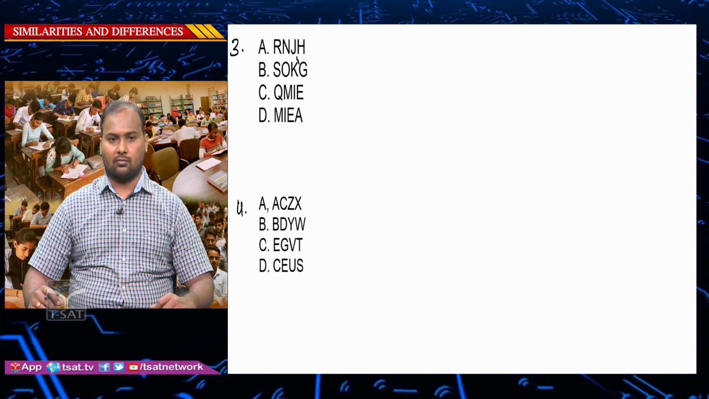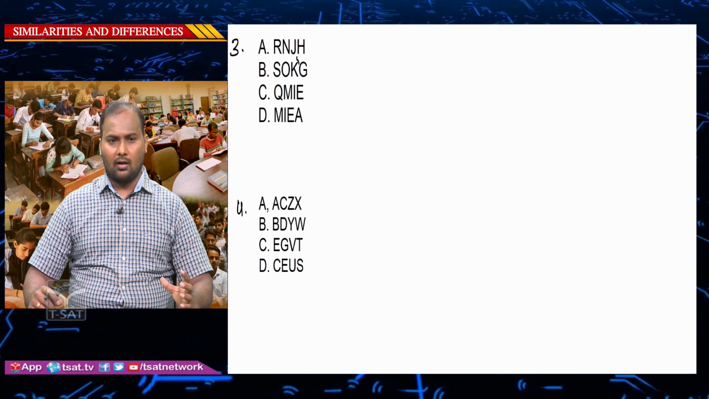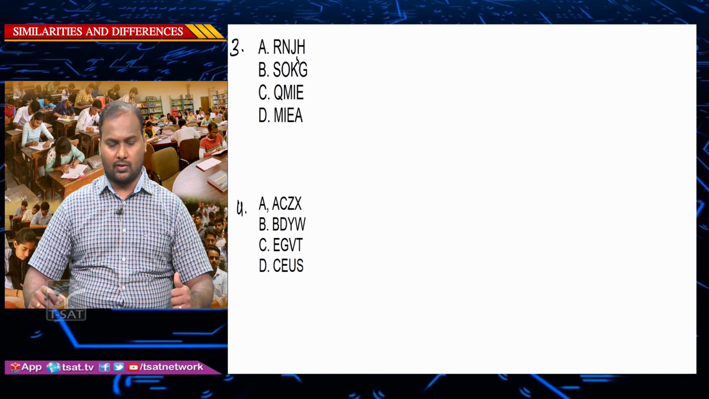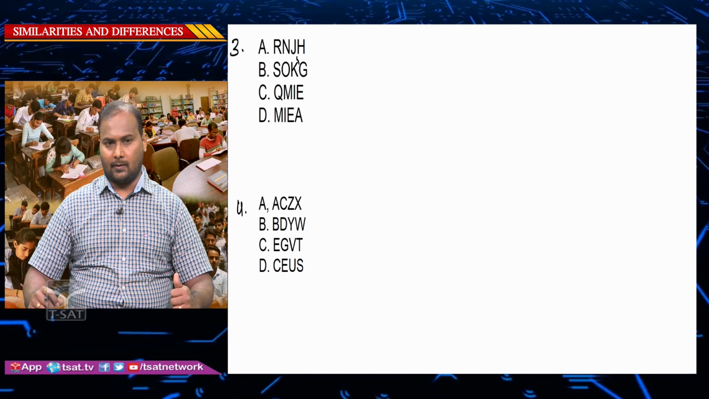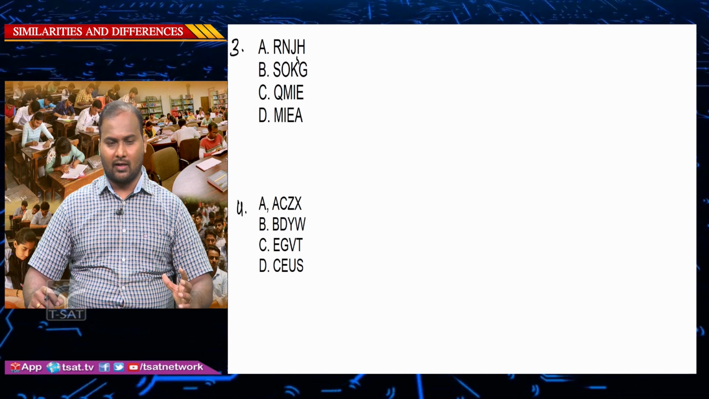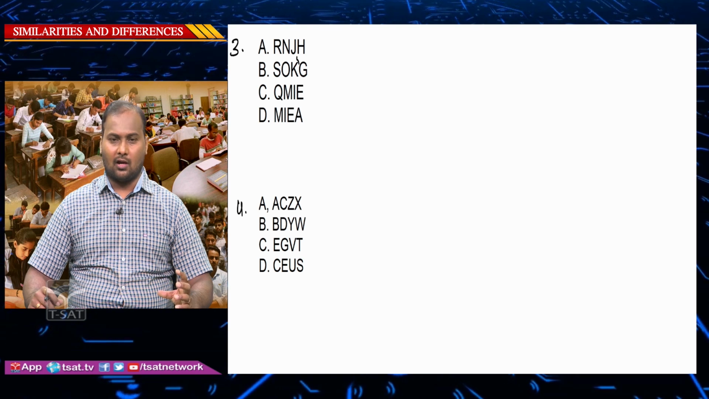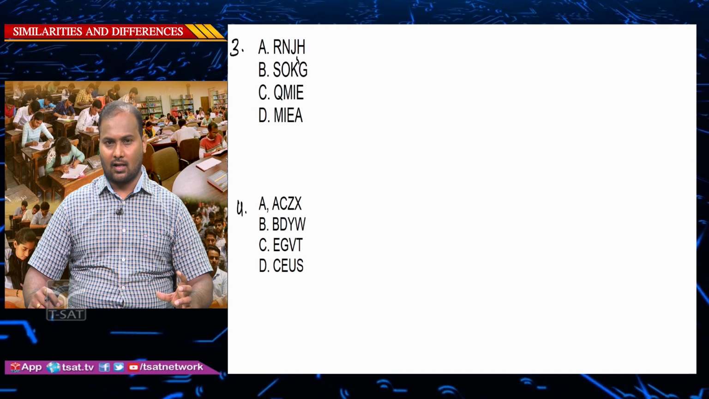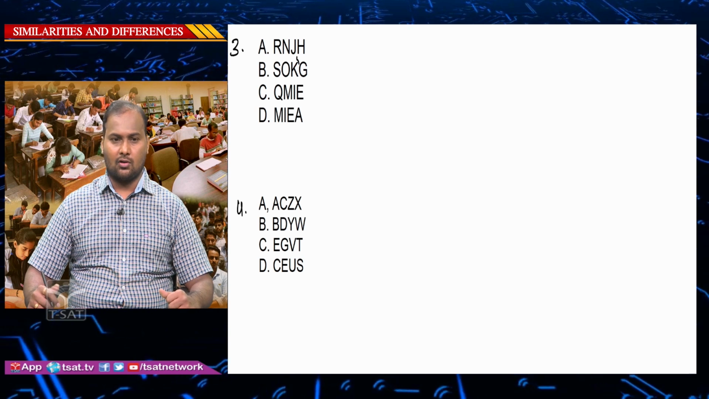See the next question. If you see this question, R, N, J, H is option A, S, O, K, G, Q, M, I, E. If you see this range of letters, what is very important in this type of question is observation of letters. How these letters are arranged, that kind of observation has to follow.